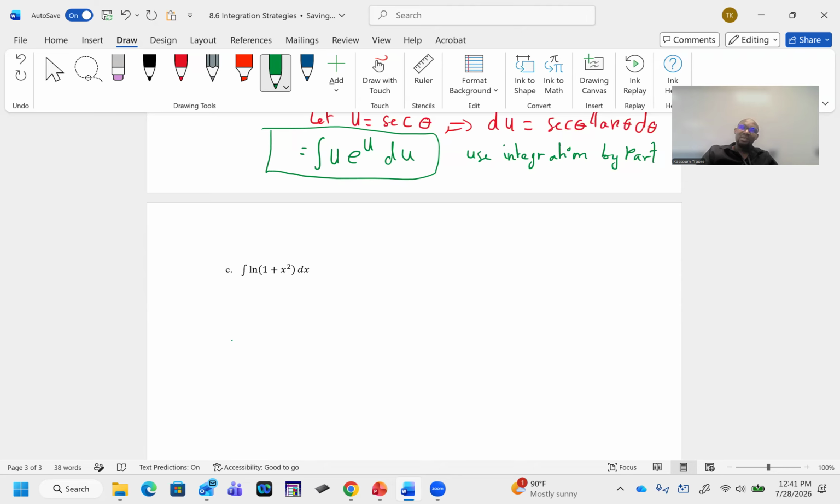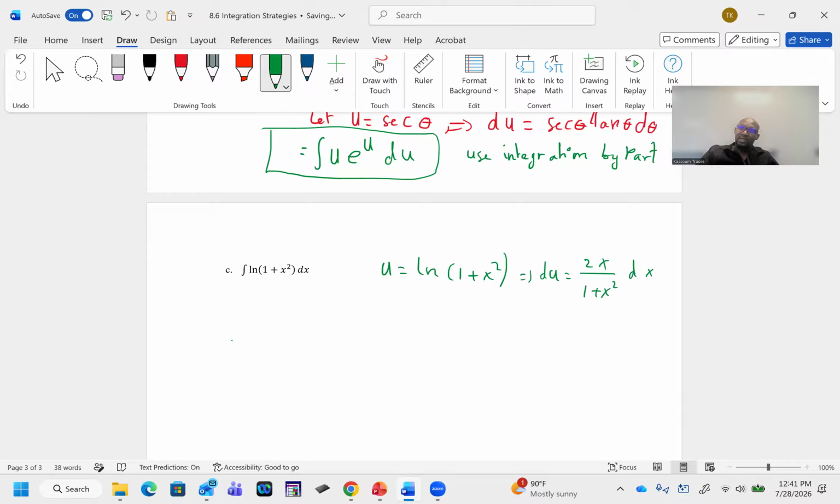But again, we will have to do integration by parts. But if you look at this one, since the beginning, we can use integration by parts. We have 1 times ln of 1 plus x squared, right? We just said u is ln of 1 plus x squared, which means du will be what? 2x divided by 1 plus x squared dx.